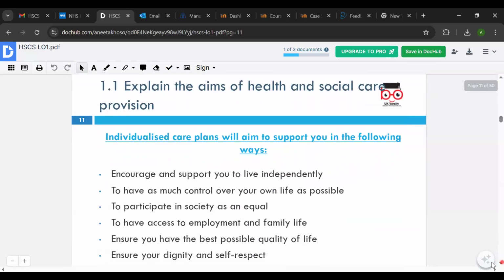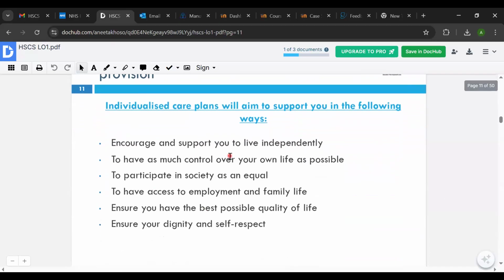So individualized care plans, they will aim to support you in some of these ways. So they will encourage and support you to live a healthy life and independently, to have as much control over your own life and over your own health as much as possible, to participate in the society as an equal. So even if you have a disability, you're still contributing equally in the society, to have access to employment and family life. So if you don't have a job and if you're looking for a job, you have access to the support there.